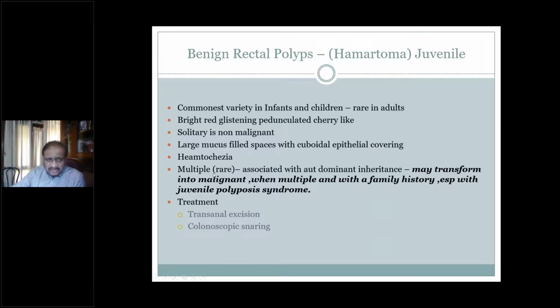If it is multiple, which is a rare type of juvenile polyp, then that is associated with a genetic problem, that is the autosomal dominant inheritance, and that may transform into malignancy when multiple and with a family history, especially with juvenile polyposis syndrome. So that basically means that you have a juvenile hamartomatous type of rectal polyp. If it is solitary, no chance of malignancy. But if they are multiple, then the chance of malignancy is pretty much there. Why? Because these could be part of a polyposis syndrome, or this could be because of autosomal dominant inheritance, right? So there you have to be careful. If you have multiple juvenile polyps, you have to be very careful.